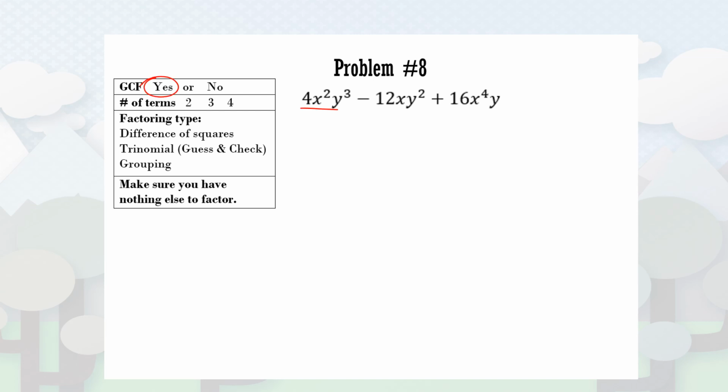So if I take a look, 4, 12, and 16, 4 is the largest number that goes into all of those. And then I'm looking for, again, the smallest exponent for common variables. So right here, x is what I'm going to include. And for the y's, it's just a y. So 4xy is the GCF. So take a moment and try factoring and bringing down the remaining factor before you watch the rest of this.